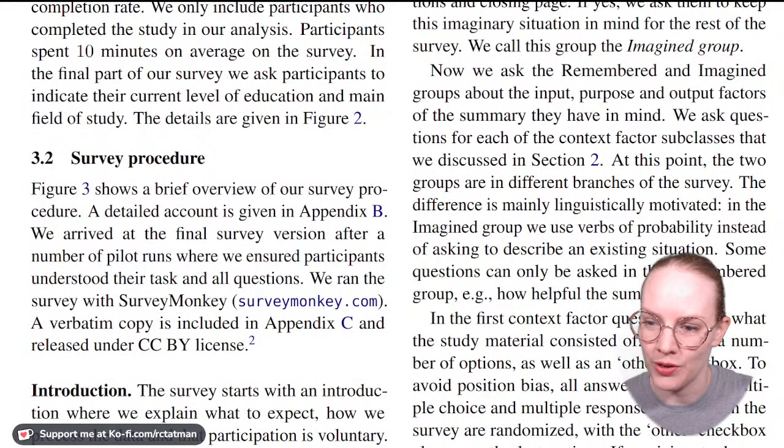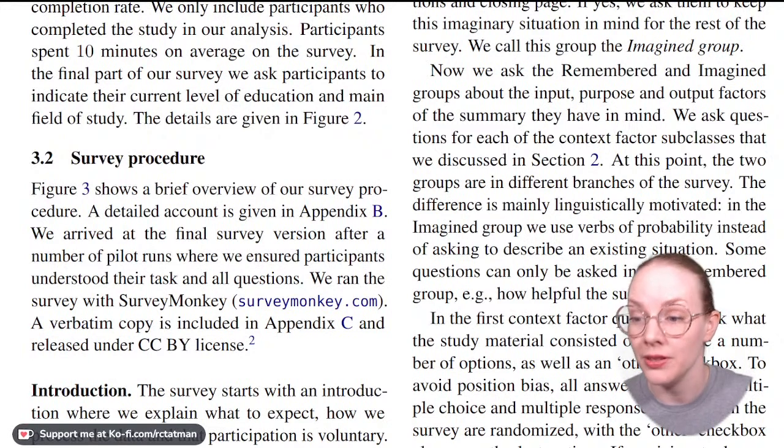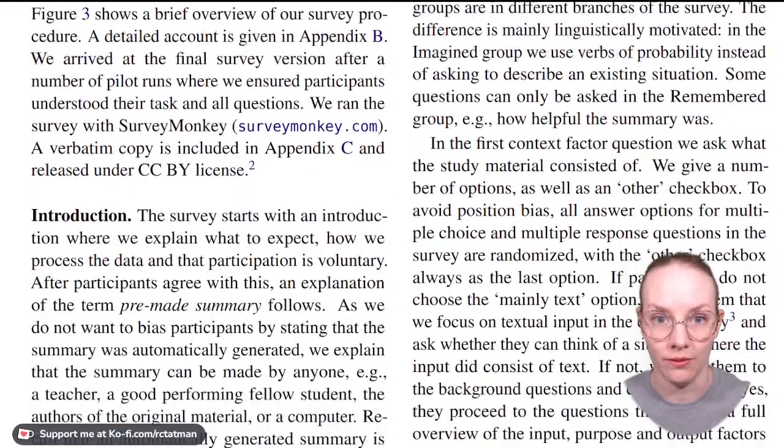In the imagined group, we use verbs of probability instead of asking to describe an existing situation. Some questions can only be asked in the remembered group, e.g. how helpful the summary was.